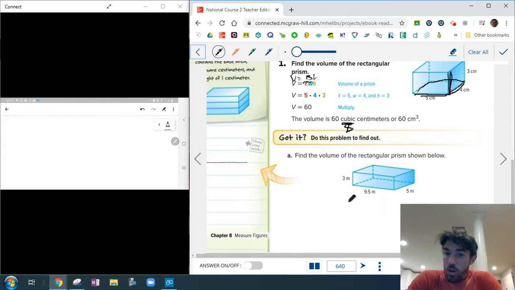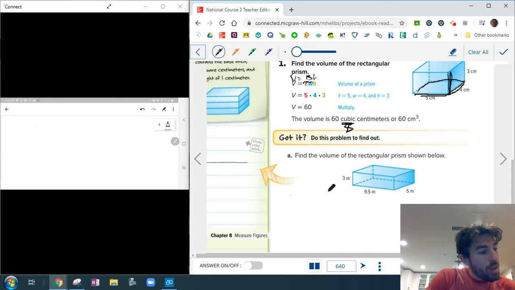Okay, so try this one. Try it on your own. See if you can write the formula and plug in the appropriate dimensions, and I'll do the work over on the left there. You can check and figure out if you got it right, and if you didn't, what your mistake was. All right, let's try it.